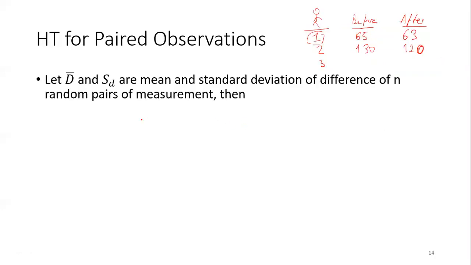After you take the differences, you have x1, x2. For our particular example, we have 8 of them, which let me show by D1, D2, D8. The average of these is D bar, okay? And the standard deviation of them is S sub D. So let D bar and S sub D be the mean and standard deviation of the differences of n random pairs of measurements.